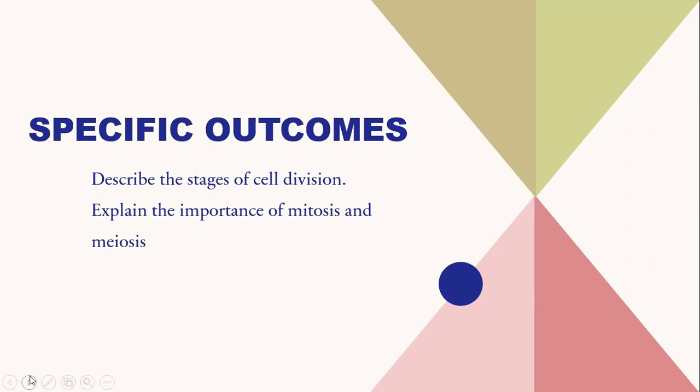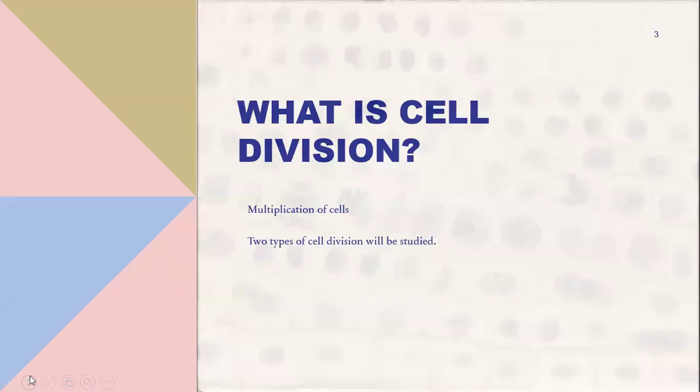So before we even delve into discussing the different forms of cell division and the like, I would like to pose a question. What would you say cell division is? Or what is cell division? What comes to your mind when you think of cell division? To answer that, we can say that cell division is basically the multiplication of cells. We're looking at a process where cells are increasing in numbers. That is what cell division is about.